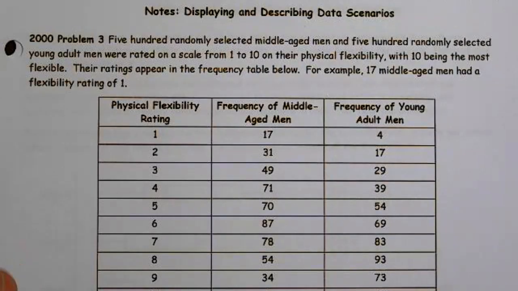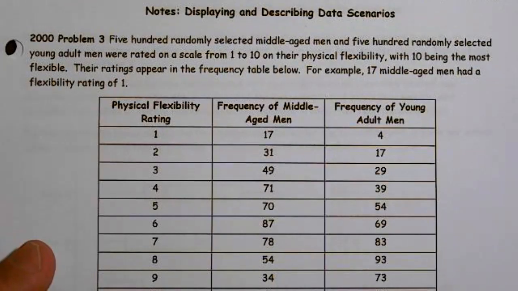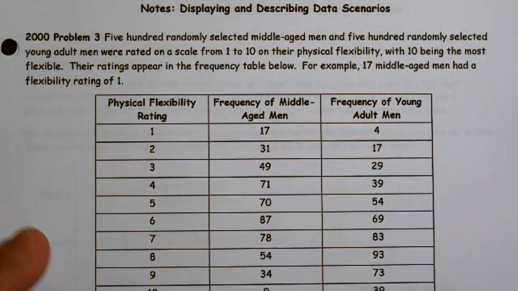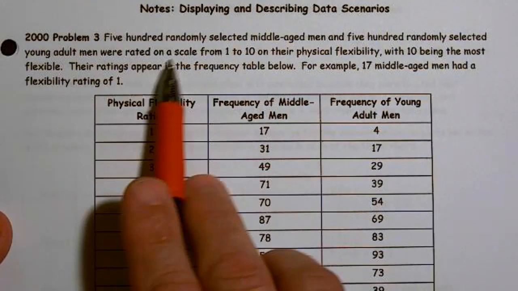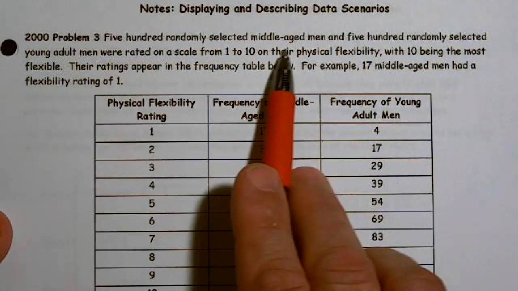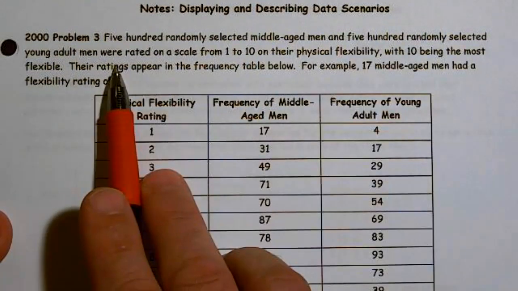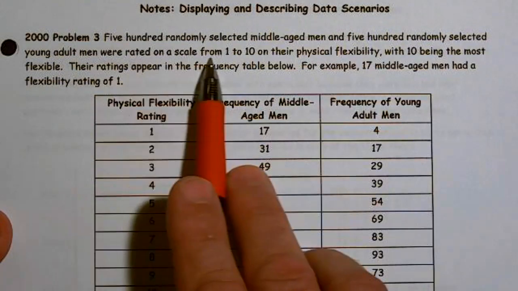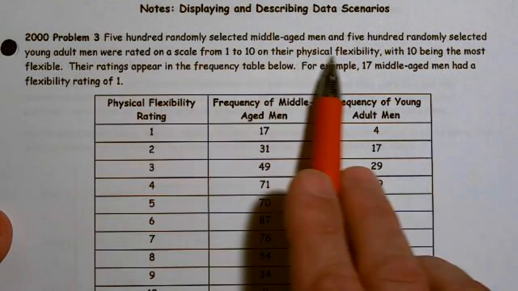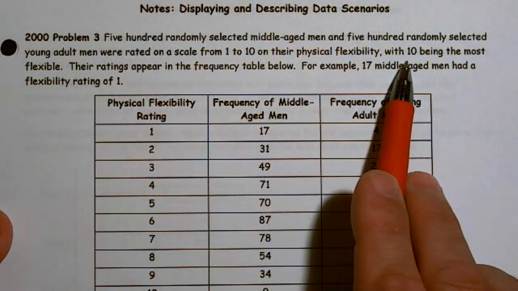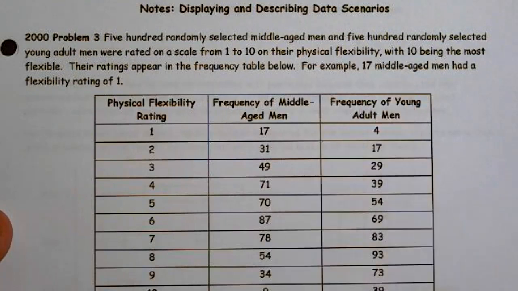Okay, this is going to be a box plot problem that was on the year 2000 exam, problem number 3. 500 randomly selected middle-aged men and 500 randomly selected young adult men were rated on a scale from 1 to 10 on their physical flexibility, with 10 being the most flexible. If we just think about this, probably the younger you are, the more flexible you are. So we would expect younger men to have more flexibility than middle-aged men.